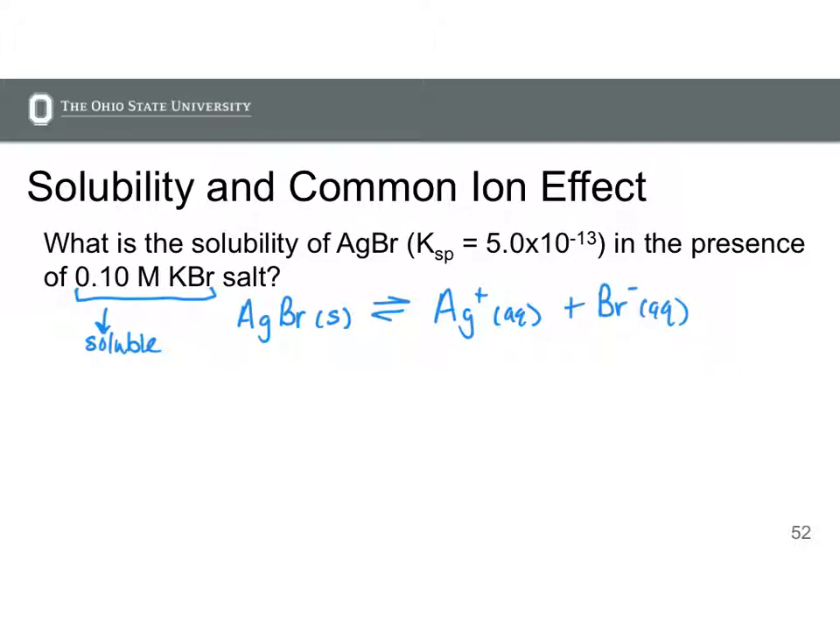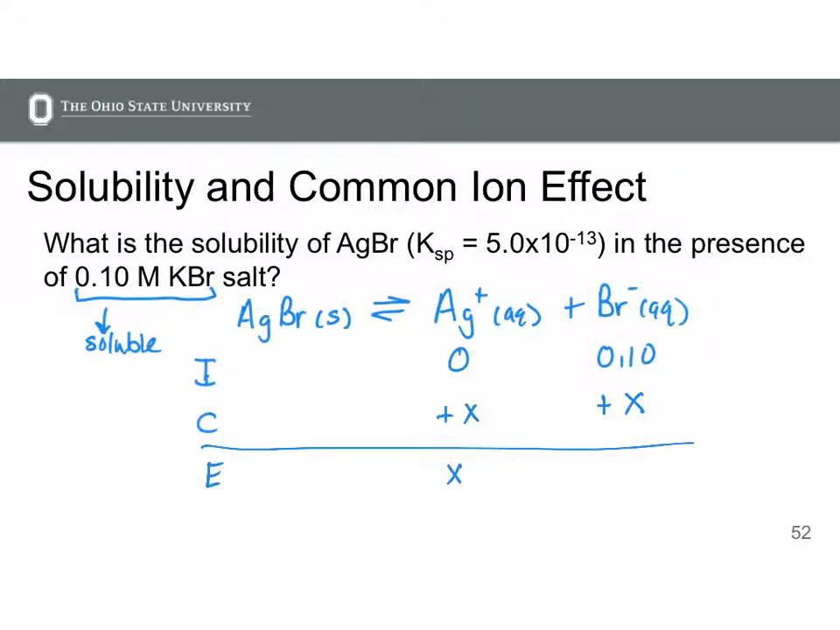We can use an ice table. We are this time going to have an initial concentration of bromide, and that's the 0.1 molar. Okay. Still don't have any initial concentration of silver ion. And because of that, some of the silver bromide will dissociate, and we're going to have plus X for silver and plus X for bromide ion. So that at equilibrium, we'll have X moles per liter of silver and 0.1 plus X for bromide ion.